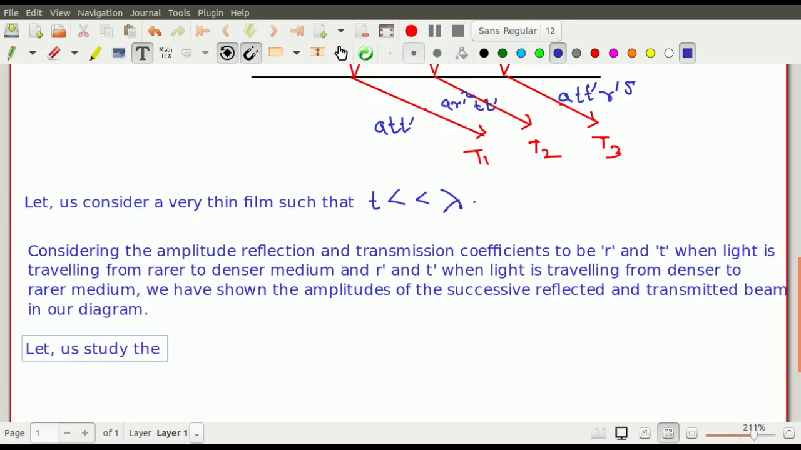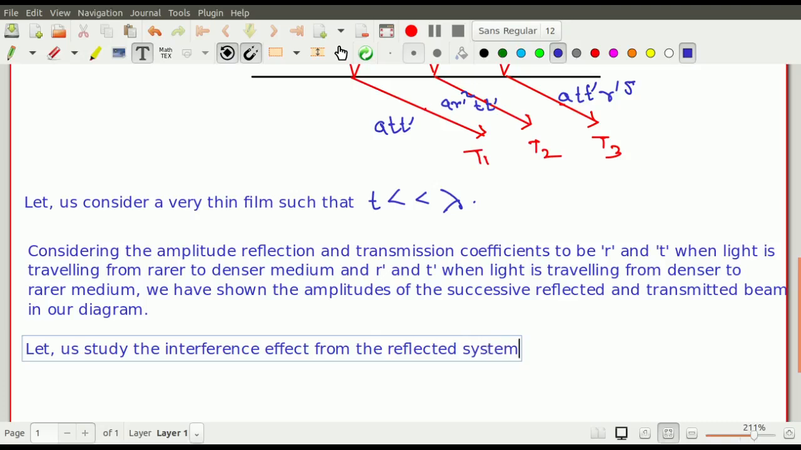Let us study the interference effect of the reflected system. Let us study the interference effect from the reflected system. এটা কনসিডার করব, from the reflected system. ঠিক আছে? Let us study the interference effect from the reflected system. ঠিক আছে?